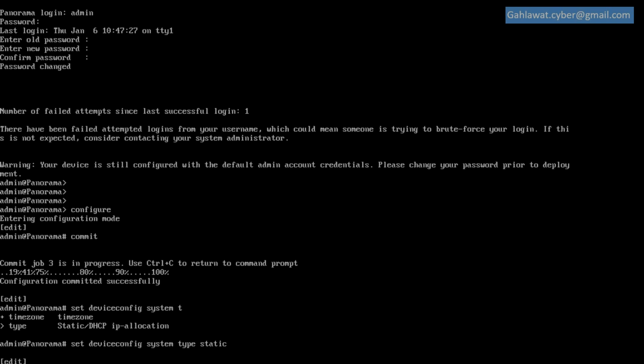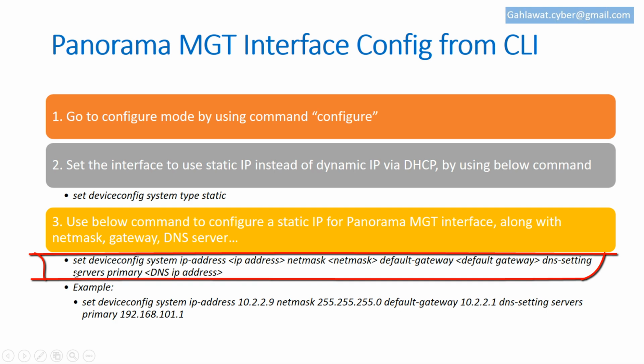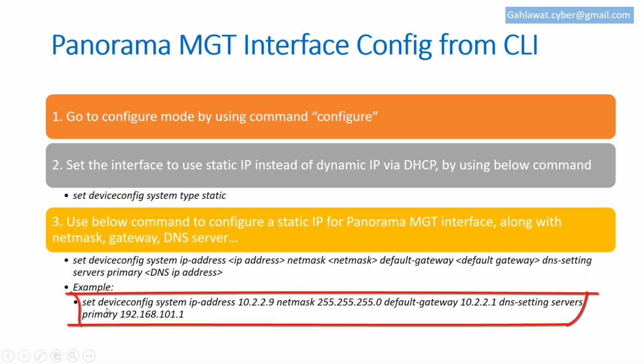Then we can run another command to set the IP address. So that command is set device config system IP address. So when we say system IP, that refers to the management interface IP address. Then the net mask, default gateway, DNS settings, primary or secondary. So we don't need to define all these settings. Maybe we can use till this: set device config system IP address, net mask, and default gateway. These DNS settings can be defined at a later point of time.